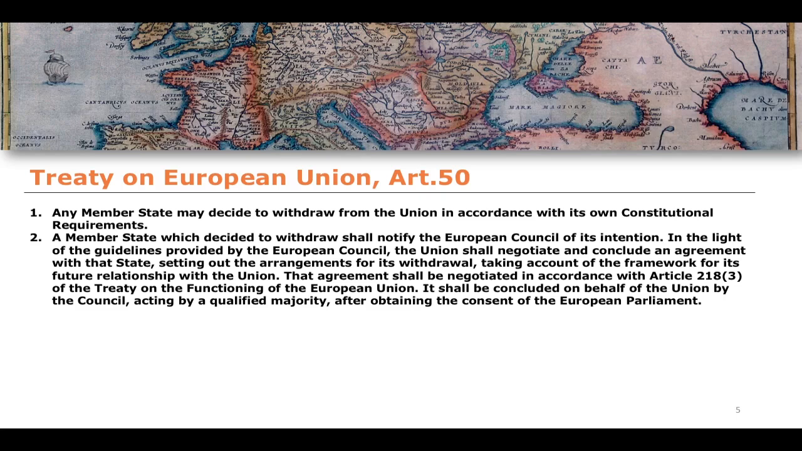That agreement shall be negotiated in accordance with Article 218, Part 3 of the Treaty on the Functioning of the European Union. It shall be concluded on behalf of the Union by the Council, acting by qualified majority, after obtaining the consent of the European Parliament. So Part 2 of Article 50 essentially talks about the process of negotiation with the member state that is wishing to leave on the idea of a future relationship that the European Union would have with this member state.